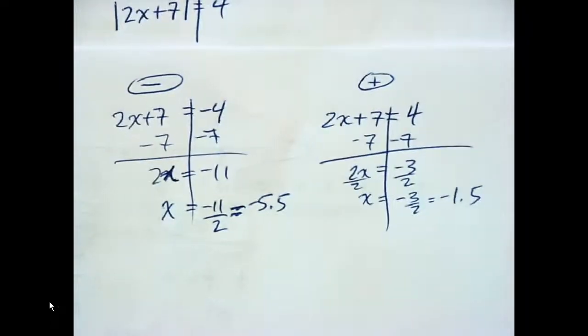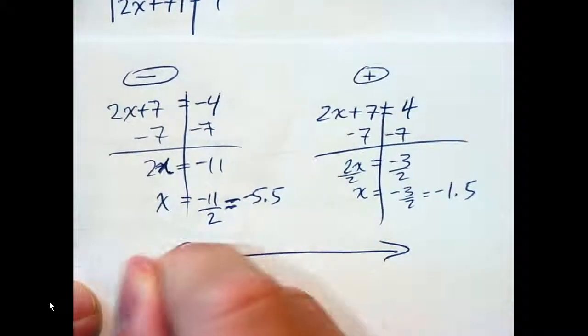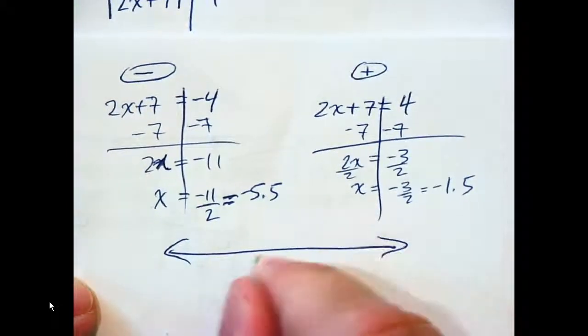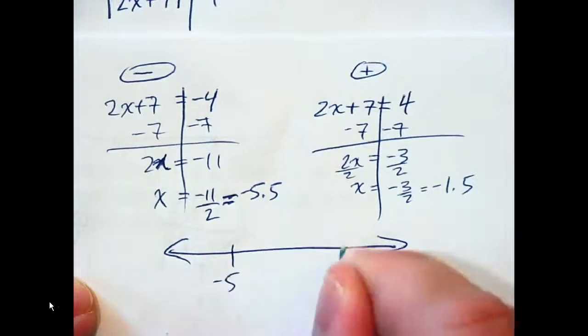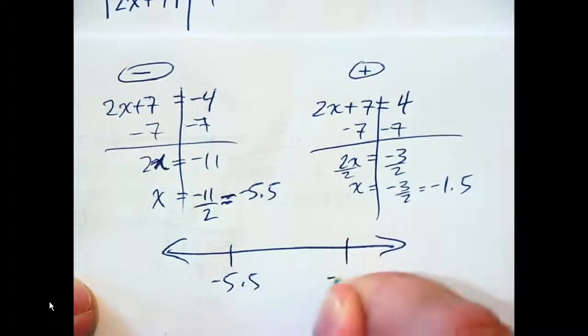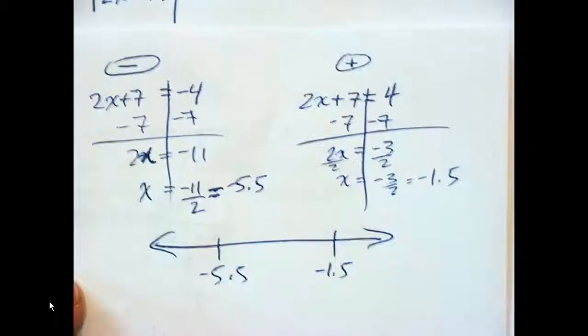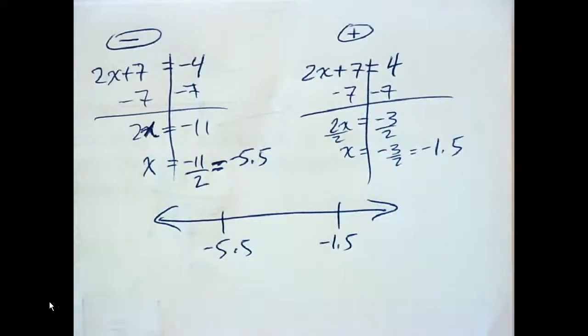Just out of curiosity, how many got that? How many know where they made their mistake? I didn't totally mistake, I just didn't know how to use the software. Okay, well, let's graph it real quick. If I graph it, I have negative 5.5 and negative 1.5. What goes in the middle? What's halfway in between?